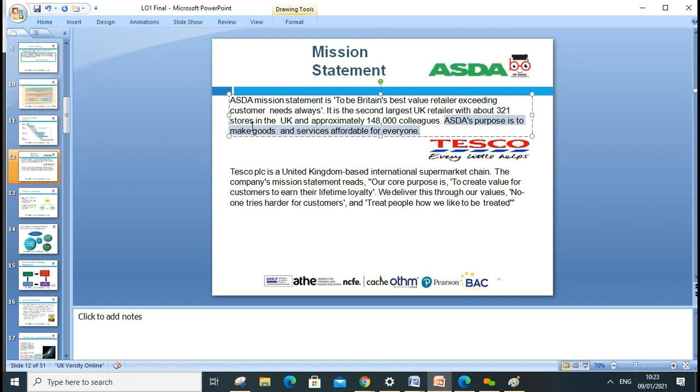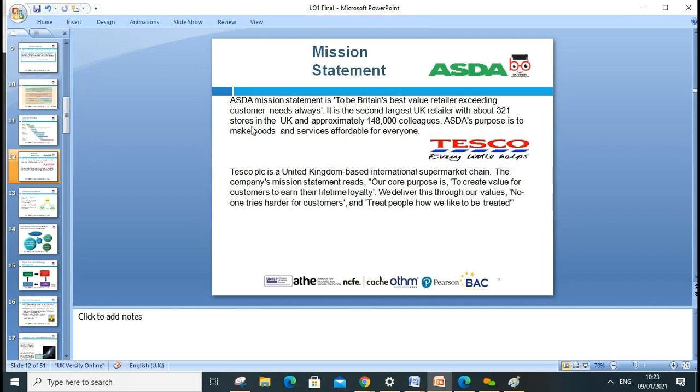Asda's purpose is to make goods and services affordable to everyone. So they have different brands: upper class, middle class, lower class, cheaper. Yes, they're selling other companies' brands, and they have their own brand. They even have a food bank as well. So they're looking to meet everyone's needs.